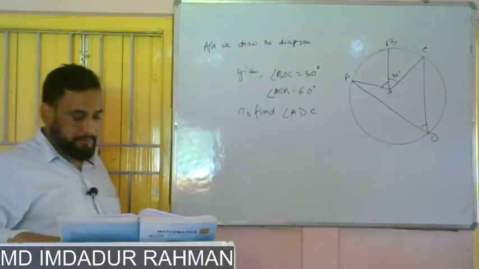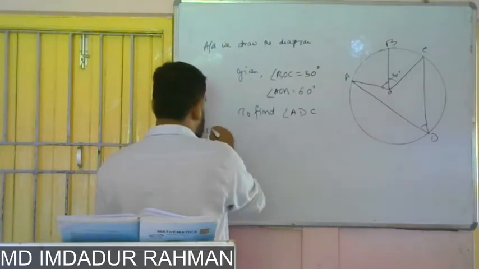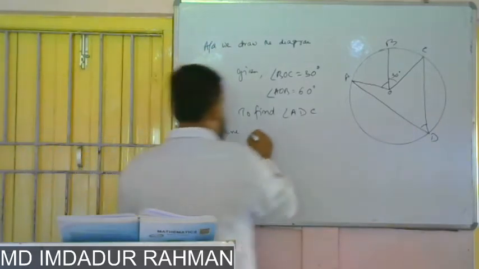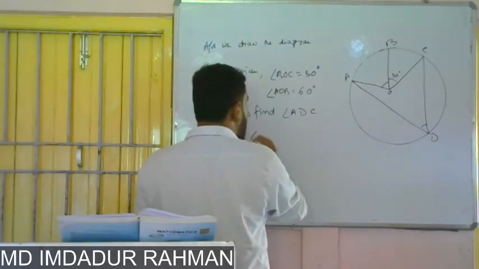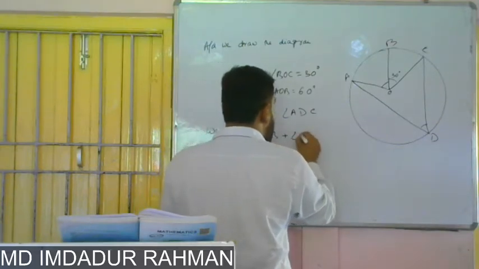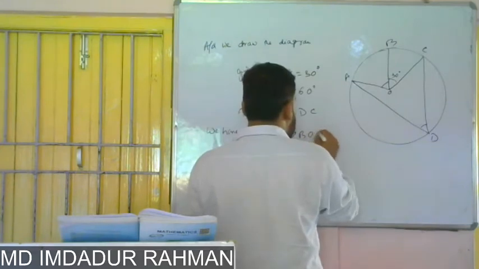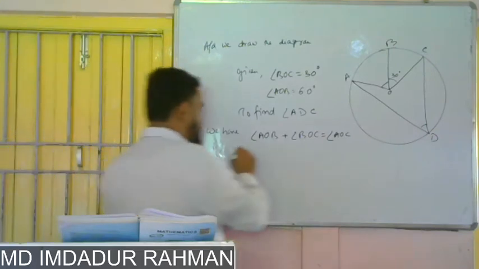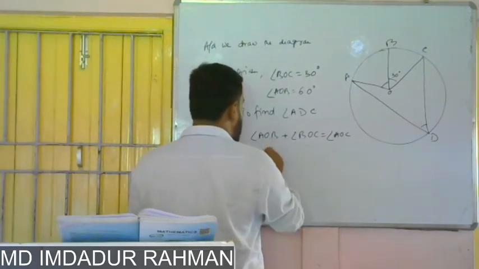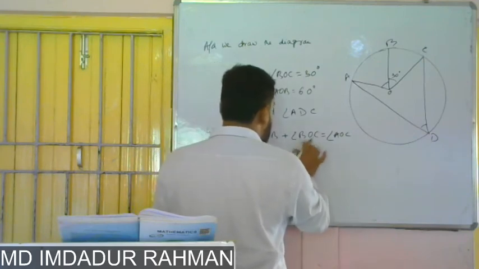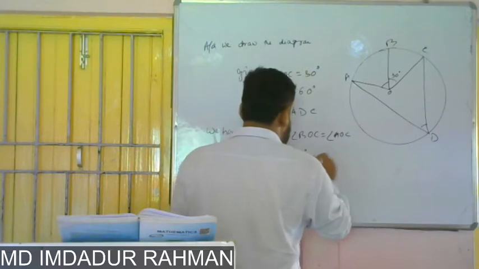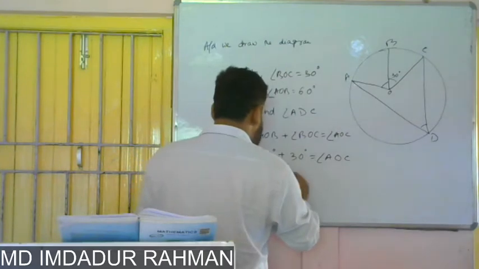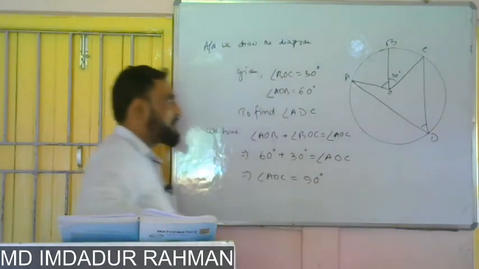we have angle AOB plus angle BOC is equal to angle AOC. Okay, implies what is the measure of AOB? 60 degree plus angle 30 degree is equal to angle AOC, implies angle AOC is equal to 90 degree.